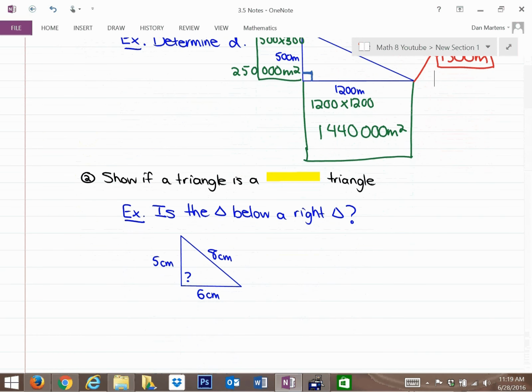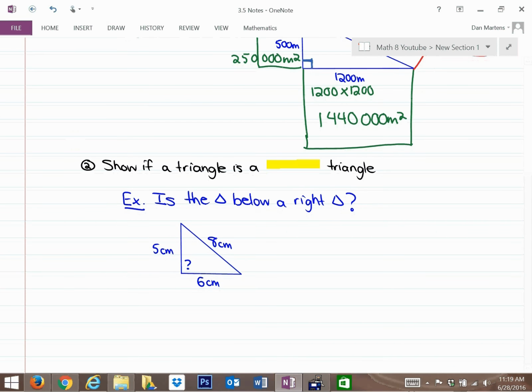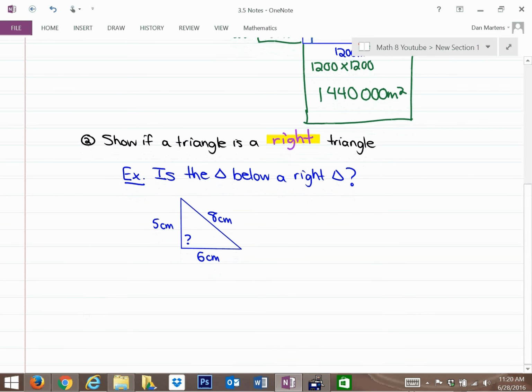All right, the last thing in this particular chapter and in this section is we can also use the Pythagorean relationship to show if a triangle is a right triangle. So we can use distances and lengths to find out if a triangle is a right triangle. The question here is: is the triangle below a right triangle? We don't know if it's a right triangle, but we're going to investigate to see if it is.